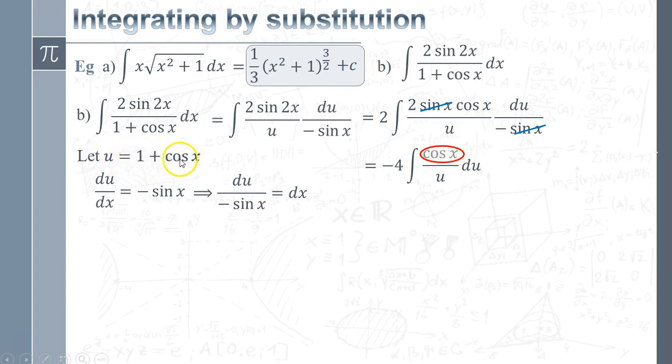And to do that, we're going to go back here, because we say u equals 1 plus cos x. So let's just switch that around a bit and say, well, that gives us cos x equals u minus 1. So now let's put that in, because that cos x is u minus 1. Let's put that in there, and there we go.